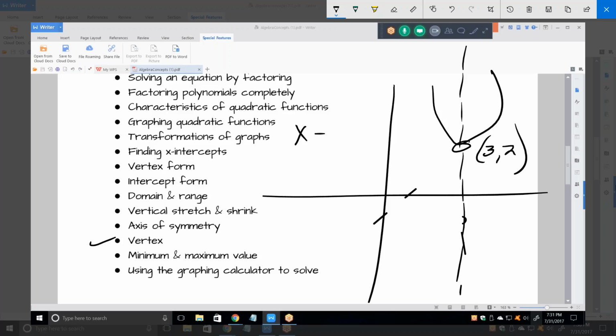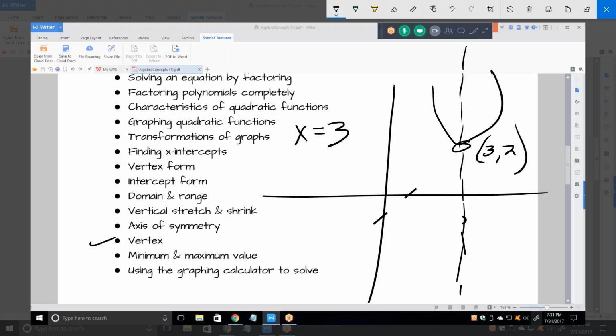Vertical lines are always x equals some number. What's the number here? X equals... It's the x value. 3. Yeah, that's the equation of that dotted line.